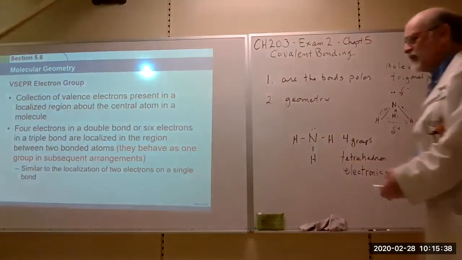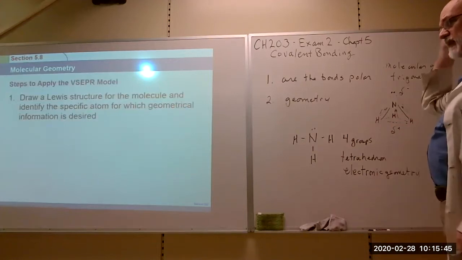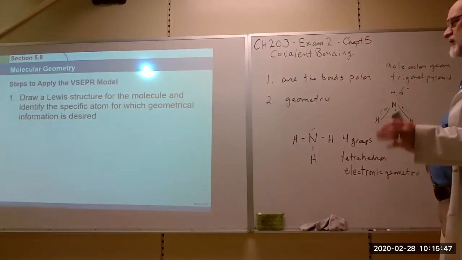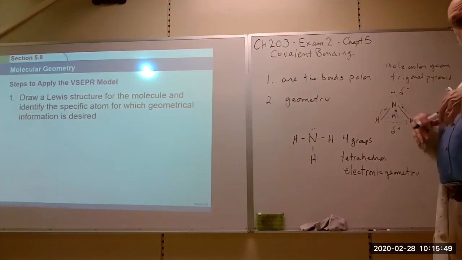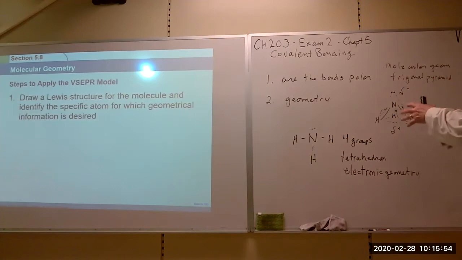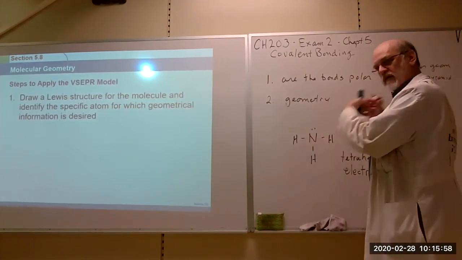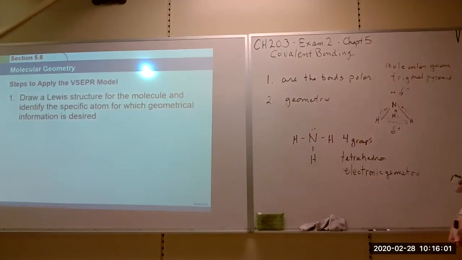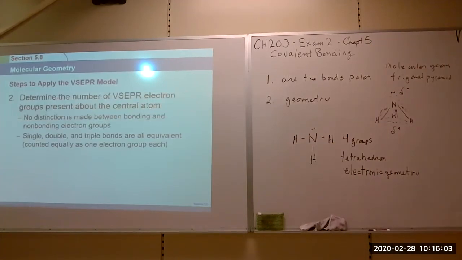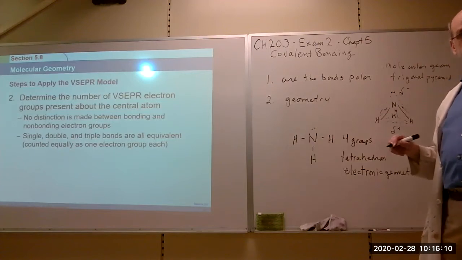I'm trying to keep it as simple as possible because it can get really complex. So these are the steps that you would use. You first, of course, draw your Lewis structure. Right? You've got to know where everything is to start with. This is not geometric, but all of our electrons are accounted for. Then you count the number of groups around the central atom. 1, 2, 3, 4 in this case.